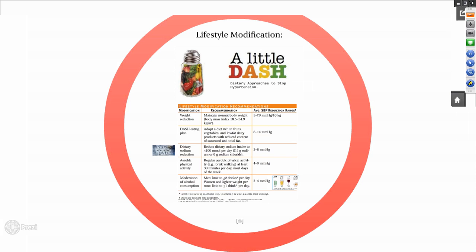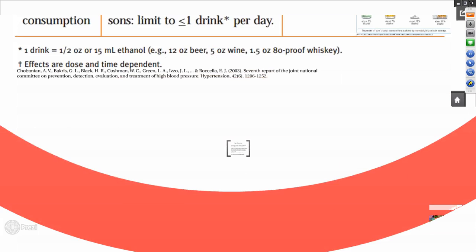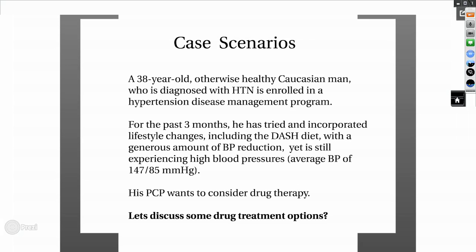So let's do our case first. I want to go through a case scenario with you, and then we'll elucidate some of these other points further. So we have this 38-year-old, otherwise healthy Caucasian man who is diagnosed with hypertension. He's enrolled in your hypertension disease management program, and for the past 3 months, he's done these lifestyle changes and this DASH diet with a generous amount of blood pressure reduction. Yet he's still experiencing high blood pressures, averaging 147/85. His primary care physician wants to consider drug therapy.